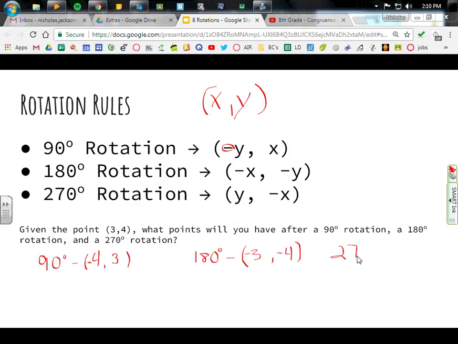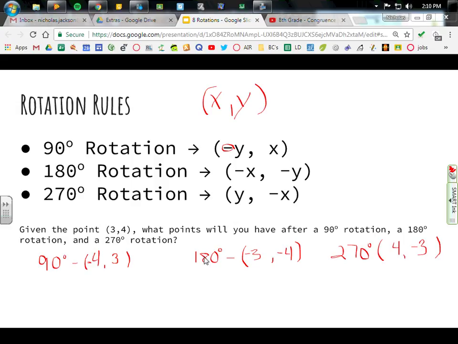Finally, for a 270-degree rotation, our x and our y flip-flop, just like they did for a 90-degree rotation. So the order will be (4, 3). But now our x will become its opposite. So our original x was a positive 3. Our new x will be a negative 3. So now our point is (4, -3).